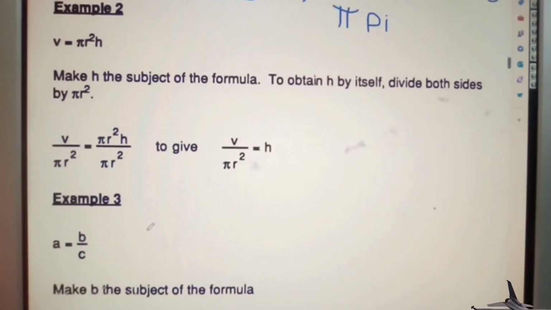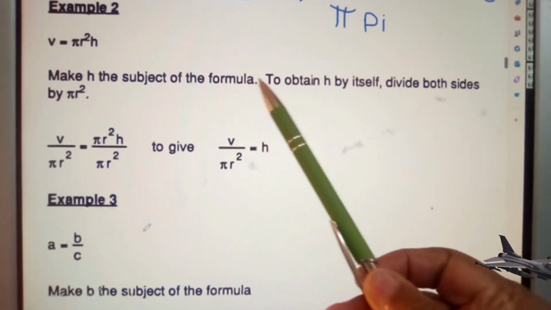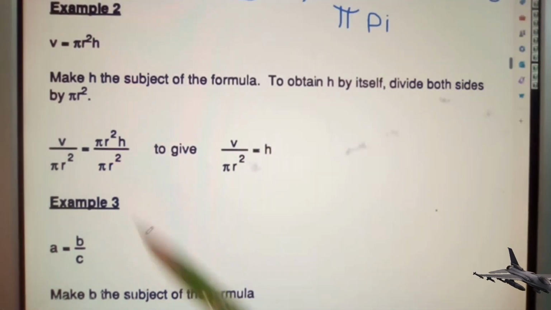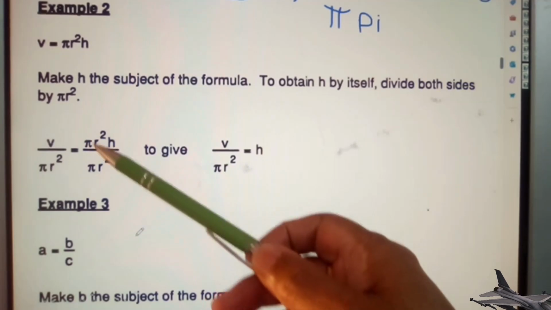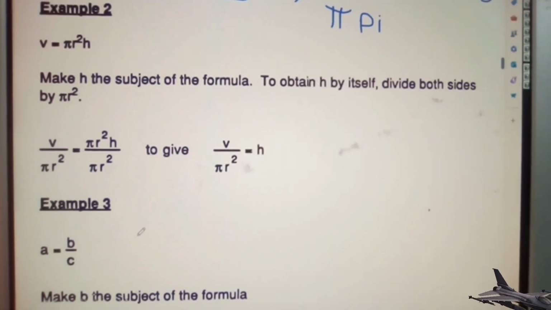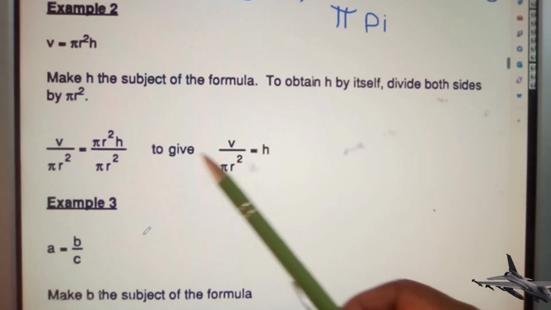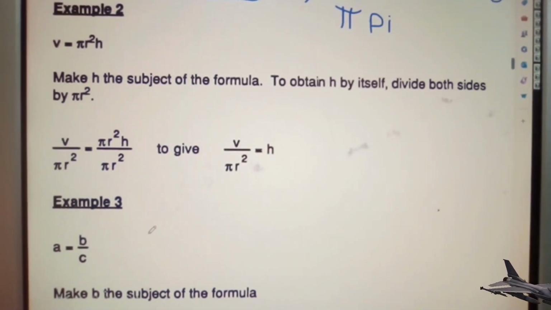Okay, example 2. Make h the subject of the formula. To obtain h by itself, divide both sides by pi r squared. So we're dividing both sides by pi r squared to get h on its own. Therefore, h equals v over pi r squared.